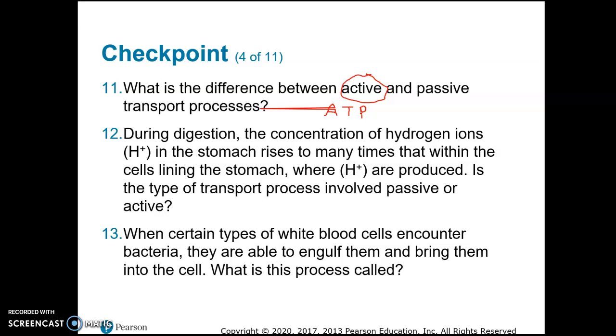All right, number 12. During digestion, the concentration of hydrogen ions in the stomach rises to many times that within the cells lining the stomach, where hydrogen ions are produced. Is the type of transport passive or active? So if the cells lining the stomach produce the hydrogen ions, here's a cell lining the stomach, and then here's an H plus inside that cell.